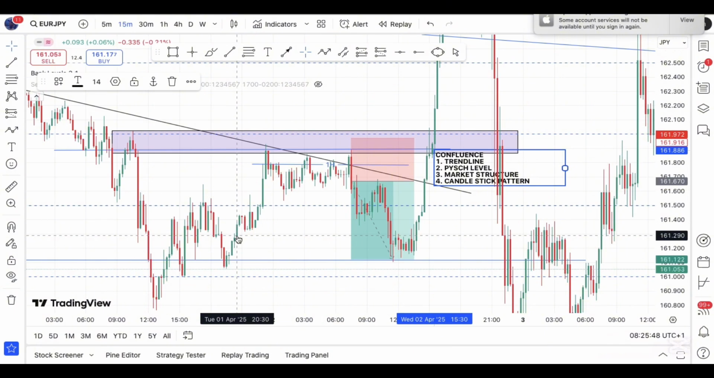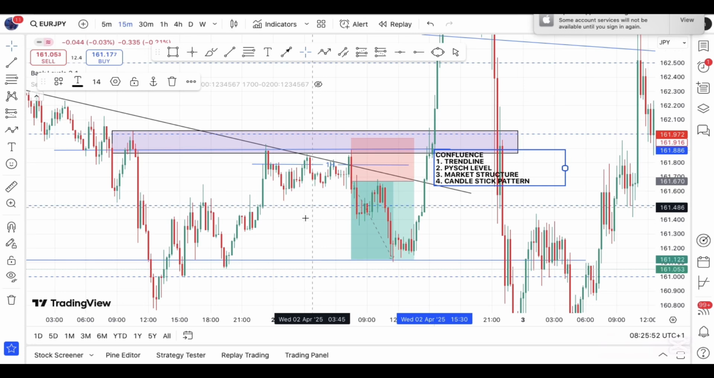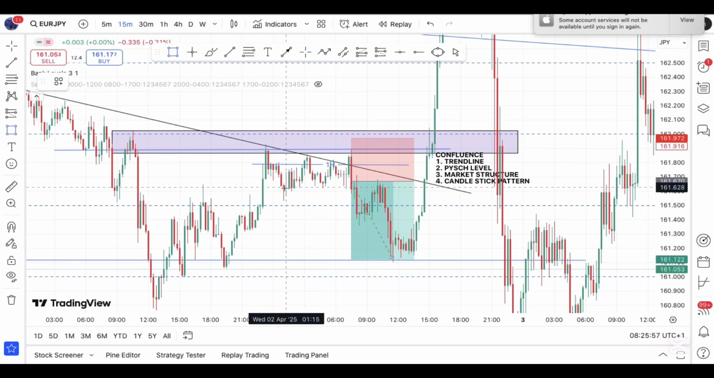Now, having that in mind, what do we do? When price pulls down, you have to learn how to manage your trade. These are what I teach my mentees, knowing how to manage your trades.